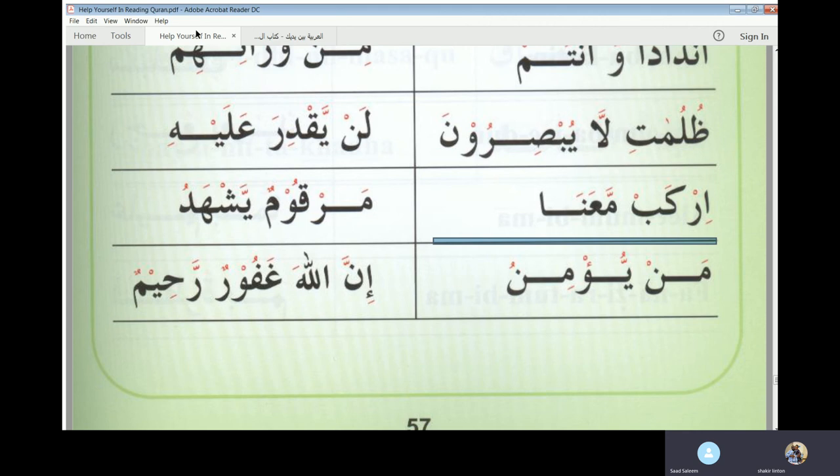What country is Islamabad in? Pakistan. Okay, alhamdulillah.